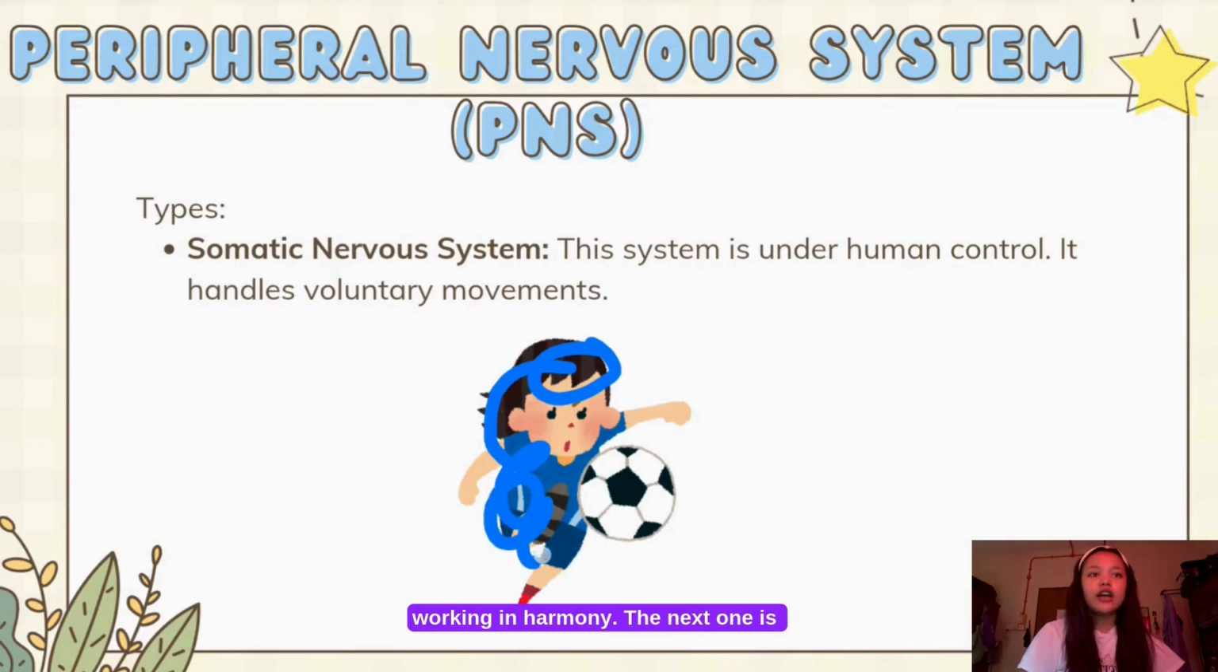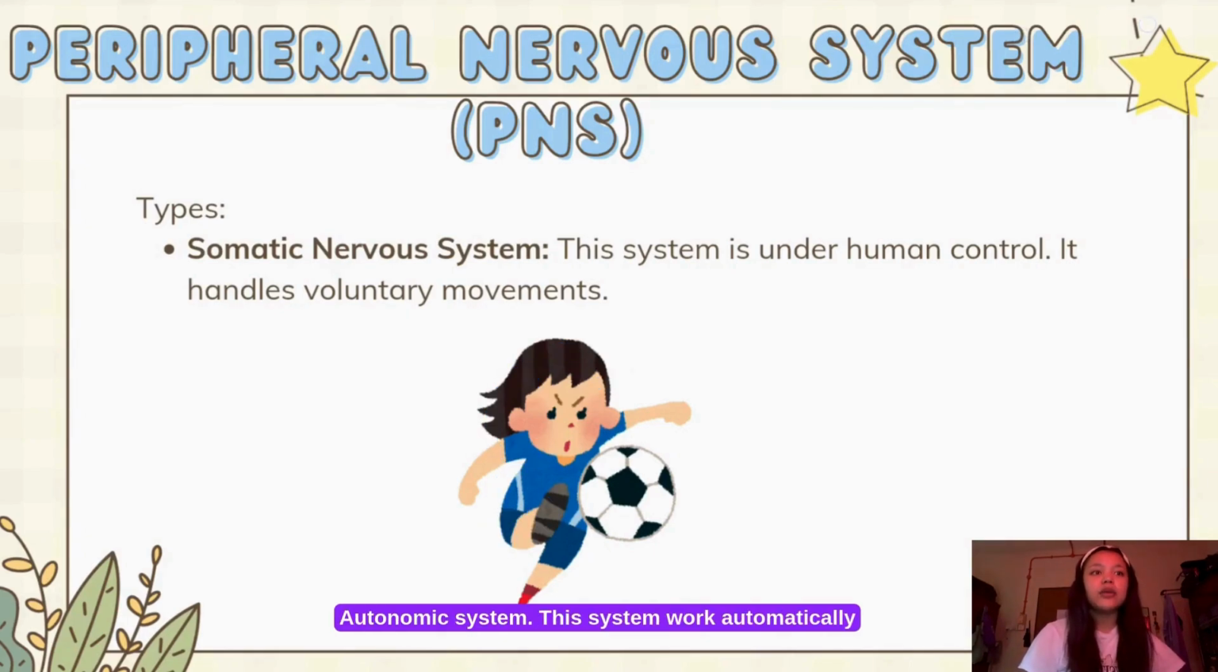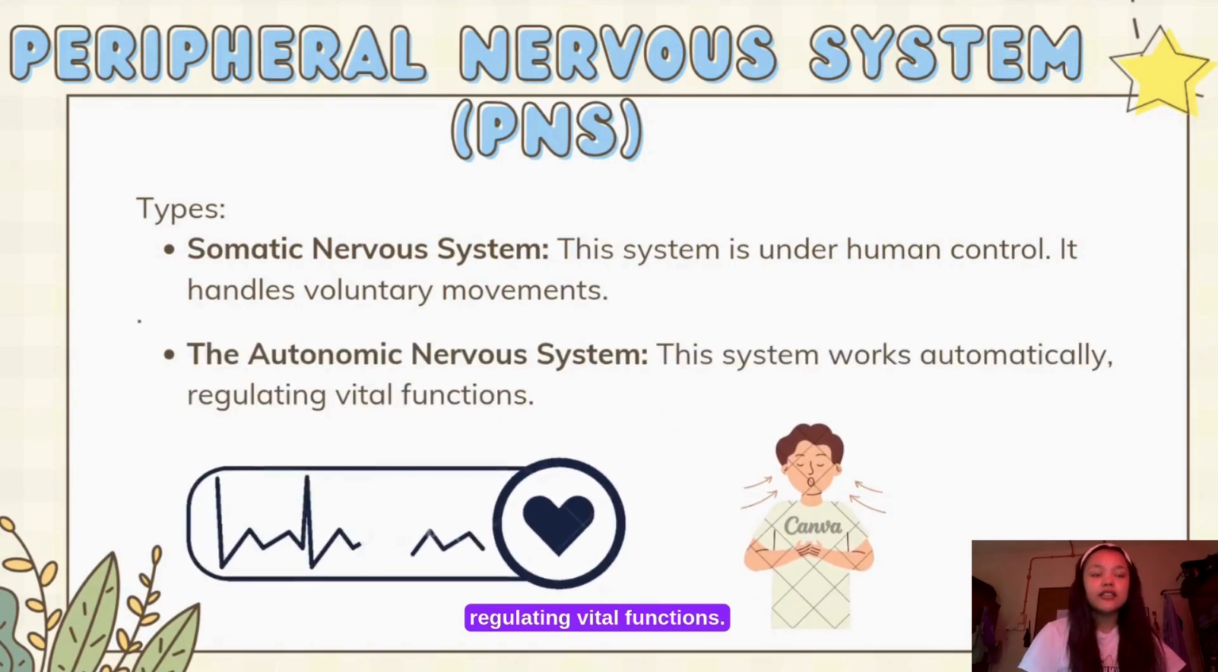The next one is the autonomic system. The system works automatically, regulating the vital functions.